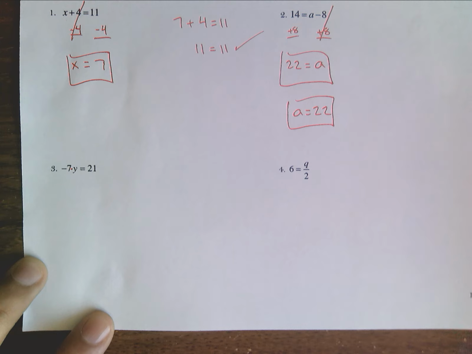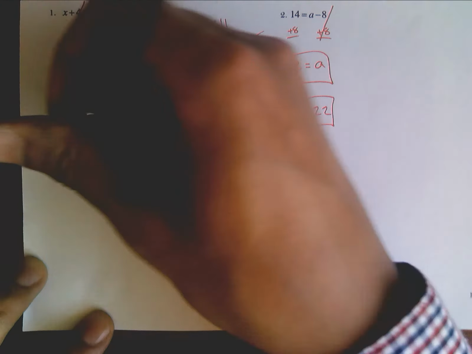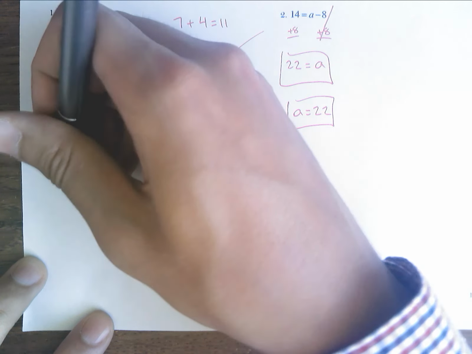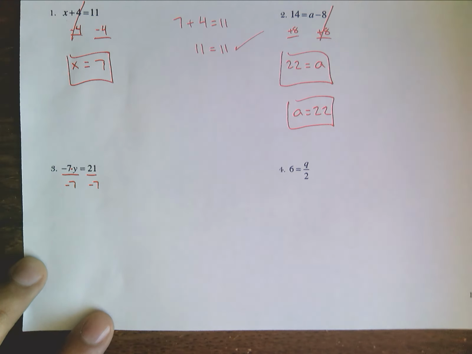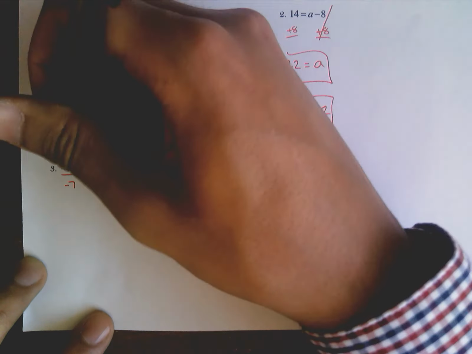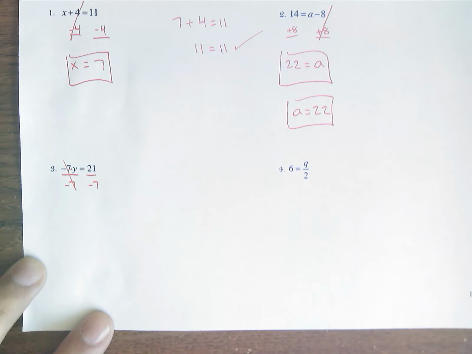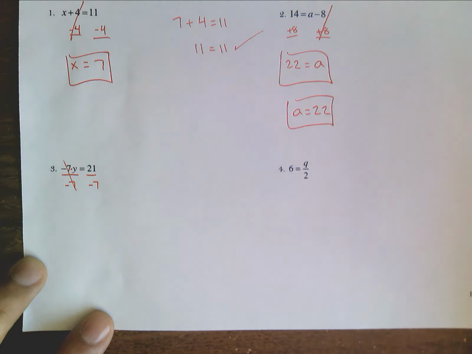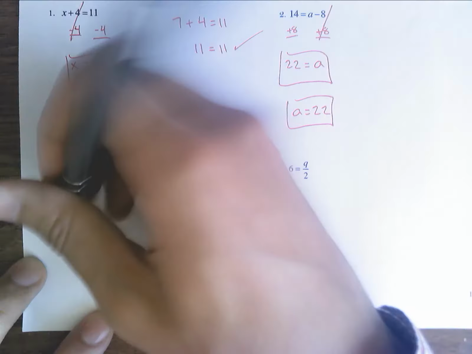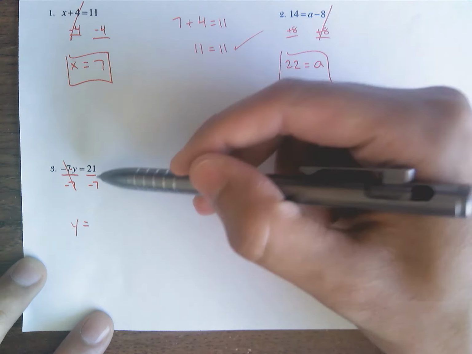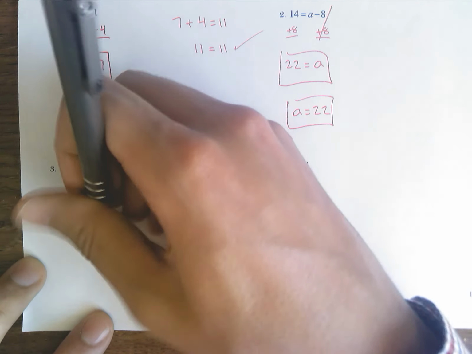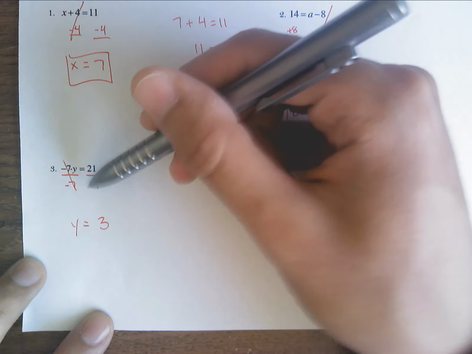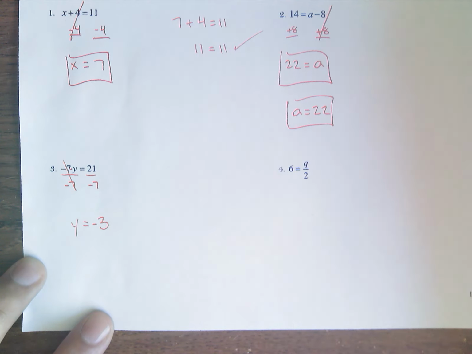So in order to undo multiplication, we perform the inverse operation, division. So we're going to divide both sides by negative 7. And don't forget that negative. Well, negative 7 over negative 7, that's just 1. So those cancel out. So we have, you could say 1y, or you could just say y equals, and then we have 21 divided by negative 7. Well, 21 divided by 7 is 3, and we have a positive divided by a negative, so the answer is negative. So we have y equals negative 3.